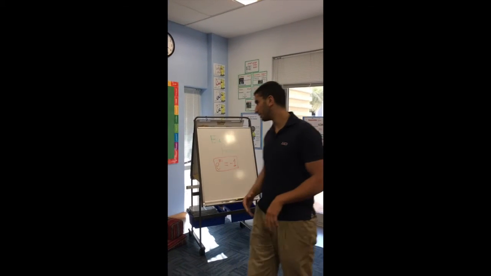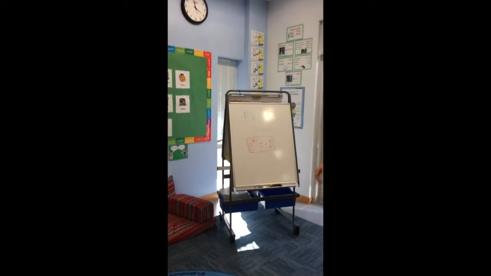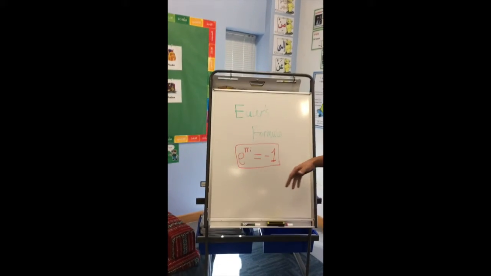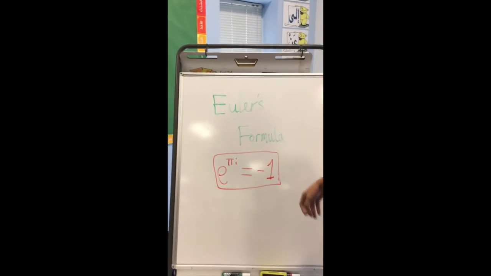Today I'm going to be talking about Euler's formula, and I'm going to basically prove why e to the power of pi i is equal to -1.